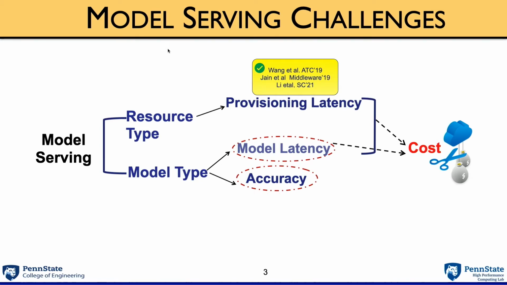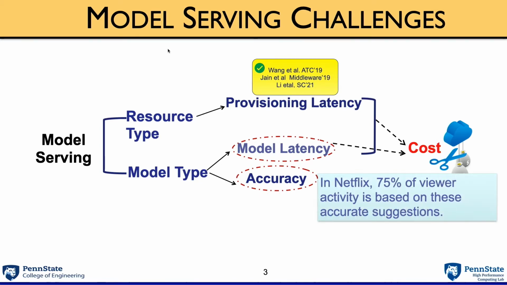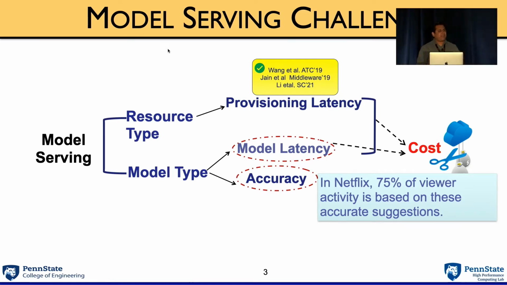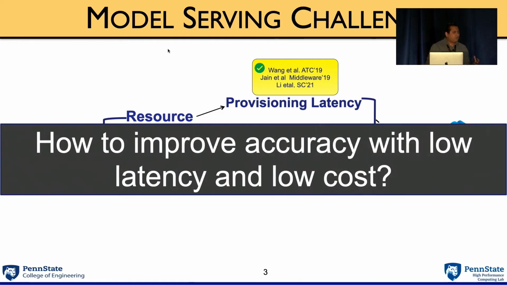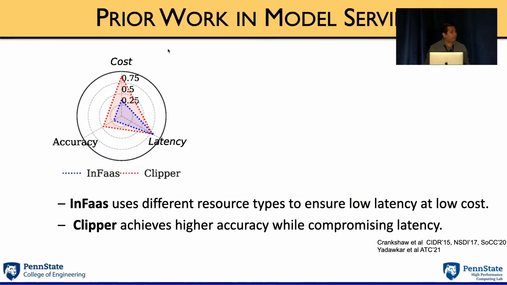We have listened to several talks in this conference and other places saying that real-time applications like Netflix or Amazon shopping are very accuracy and latency sensitive. The typical recommendations you're getting are very sensitive to this accuracy and latency. So how do we improve the accuracy of these model servings in public cloud, especially with a high-accuracy and low-cost system? Turns out we already have solutions which try to do this.